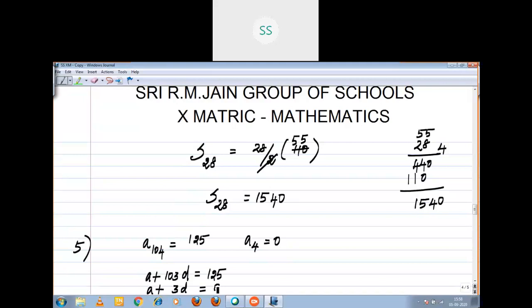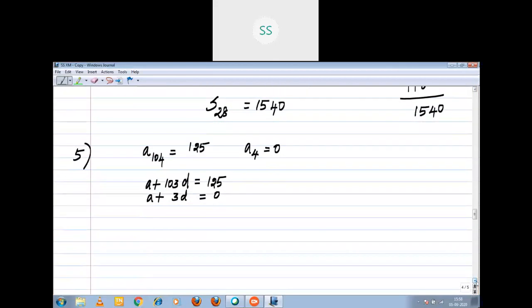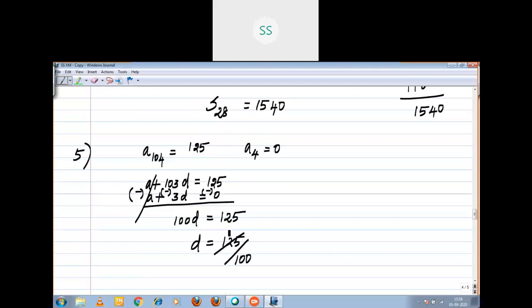Say yes or no? A plus n minus 1 into D. Now, here you have to do the subtraction. You will get the result of D. Cancel. 100 D is equal to 125. D is equal to 125 divided by 100, which is 5 by 4. I told you D can be positive, negative, fraction or decimal. Here your D is a fraction.